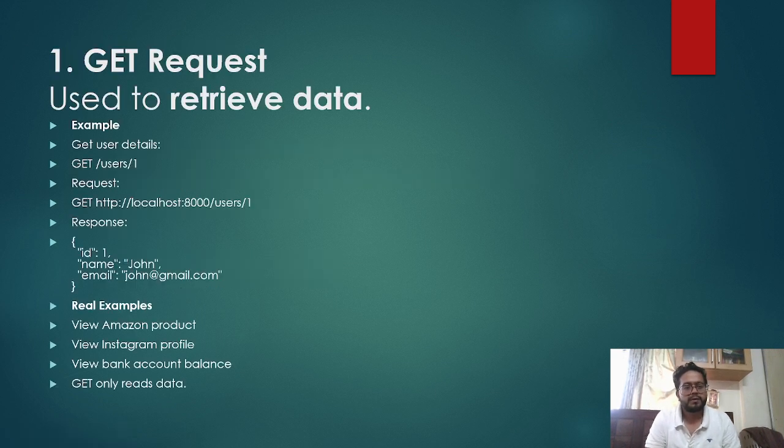So what is a GET request? It is basically used to retrieve the data. It is used to get the user details, like this will be the JSON format: ID, name and email ID. Real examples are the Amazon product, Instagram profile, viewing bank account balance. GET only reads the data.